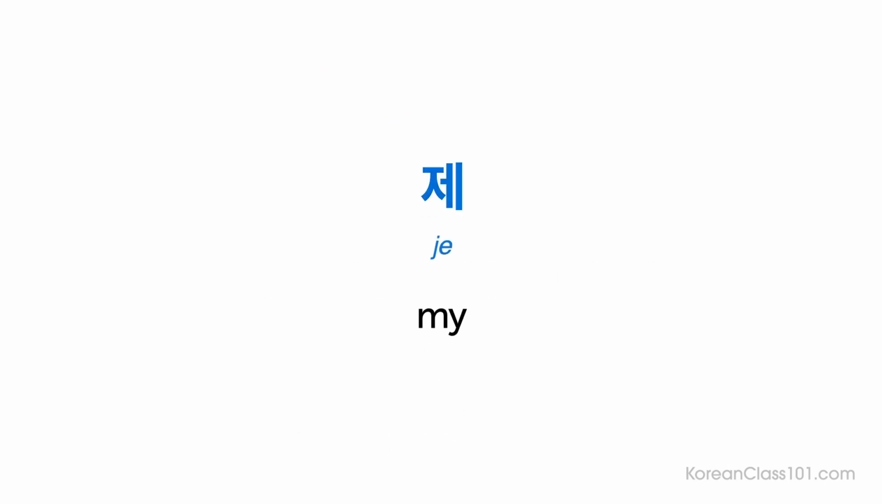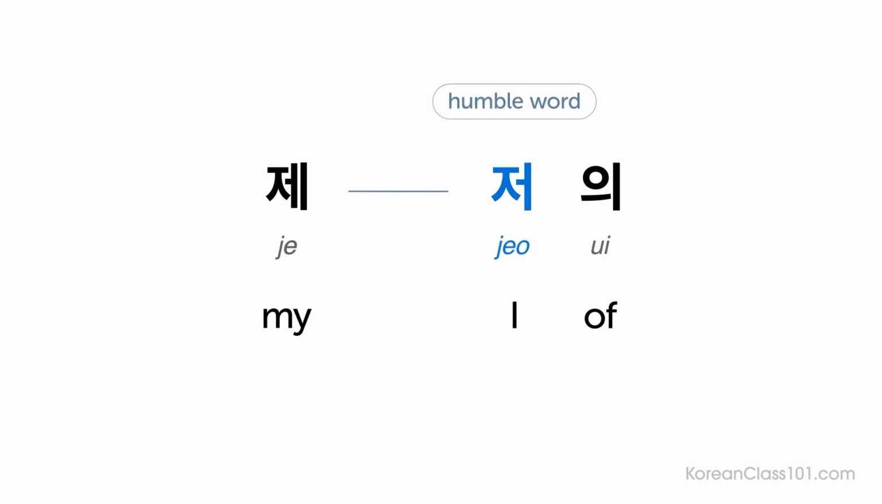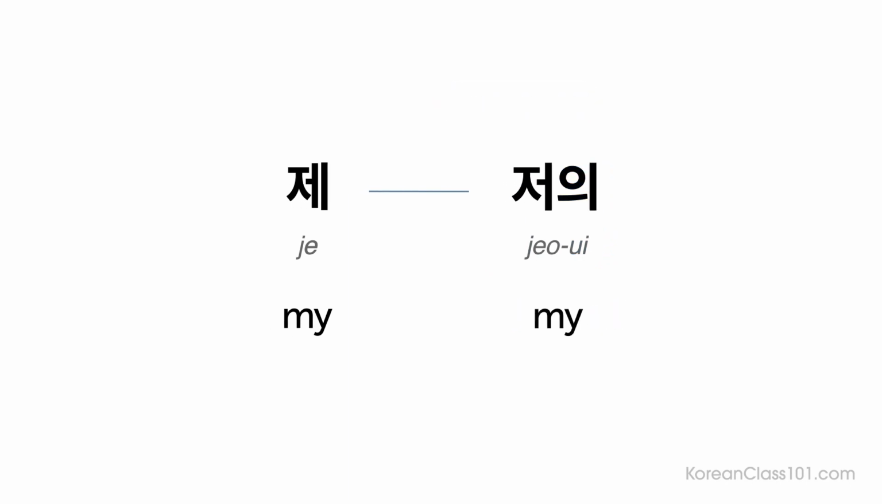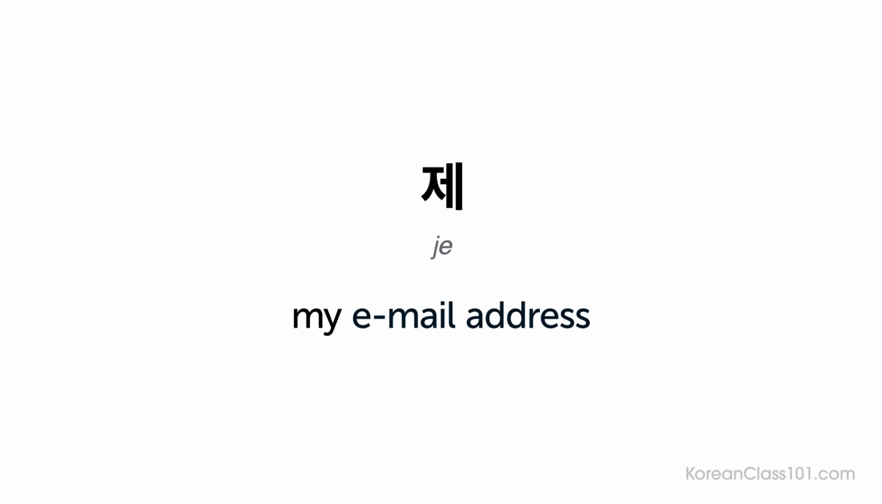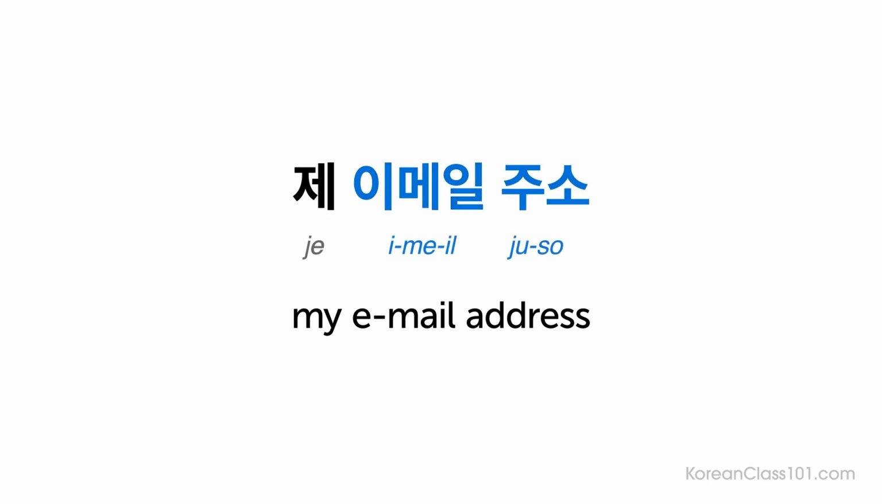First is 제, my. This is a shortened form of 저, the humble word for I, and 의, meaning of. Together, it's 저의, my. This is shortened to 제. Next, do you remember the word email address? 이메일 주소, email address. Together, it's 제 이메일 주소, my email address.